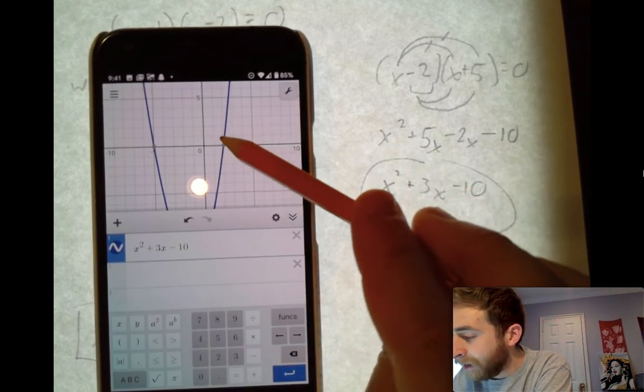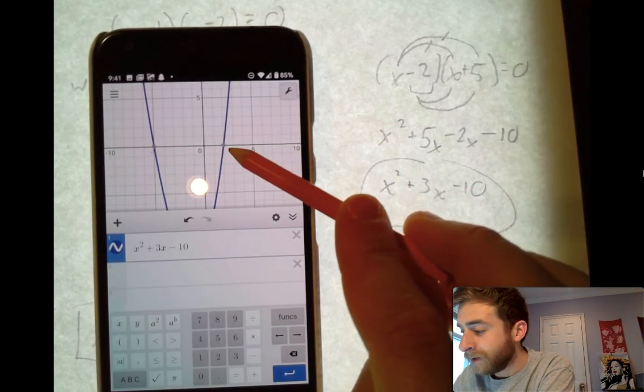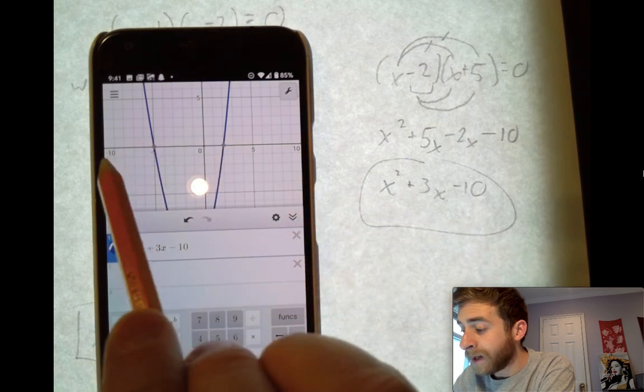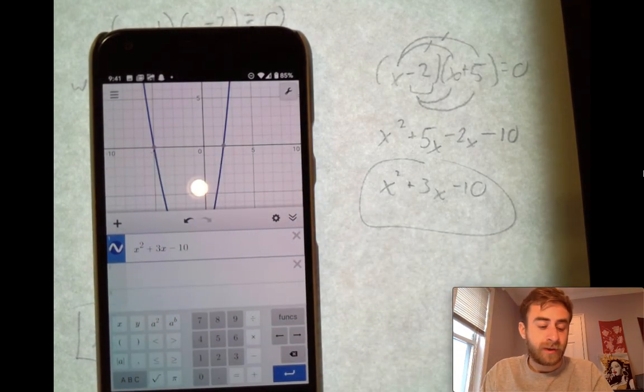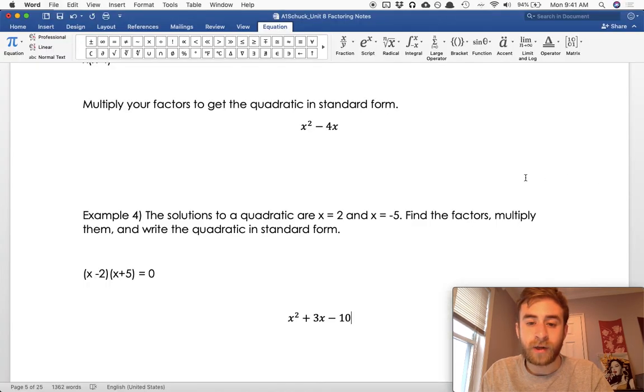I see that one of my x-intercepts is 2, and the other x-intercept is -5. And my solutions, originally it said here's a quadratic that has solutions of x equals 2 and x equals -5. So it looks like we did it right.